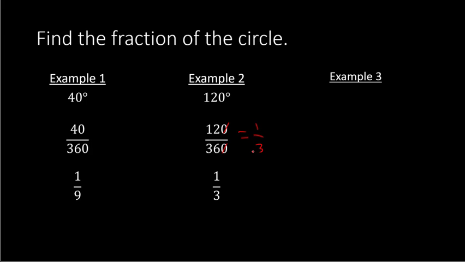One more example, example 3, we have 200 degrees. So again, we take the 200 degrees, put it over 360, and then simplify. Divide top and bottom by 10, we have 20 over 36, and then from here we can divide top and bottom by 4. 20 divided by 4 is 5, 36 divided by 4 is 9. So 200 degrees is 5/9 of the way around a circle.